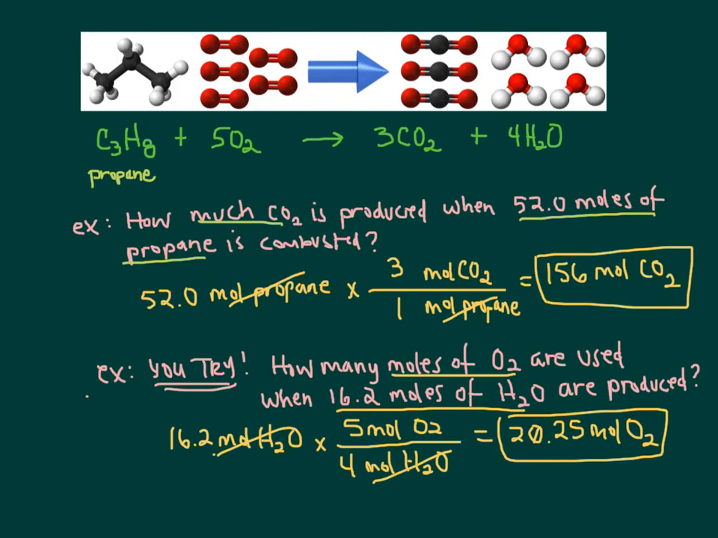All right, so you are given 16.2 moles of H2O. You're trying to convert it to moles of O2 from moles of H2O. So you set up your ratio. It's 5 moles of O2 for every 4 moles of H2O. And if you do the math on this, you get 20.25 moles of oxygen are used when you are producing 16.2 moles of H2O from this recipe or equation above.